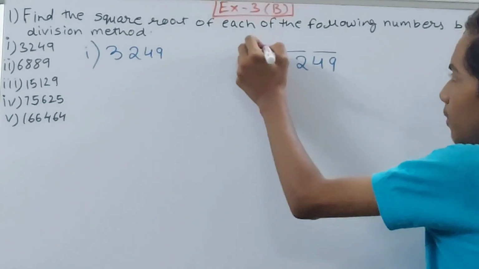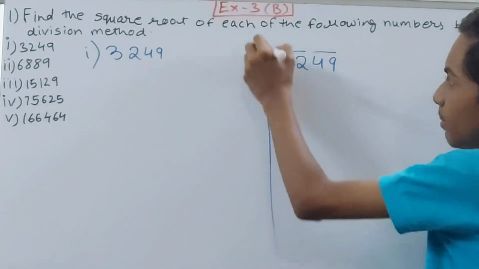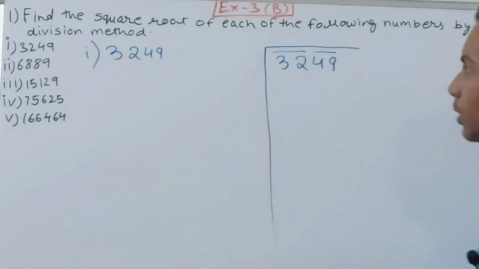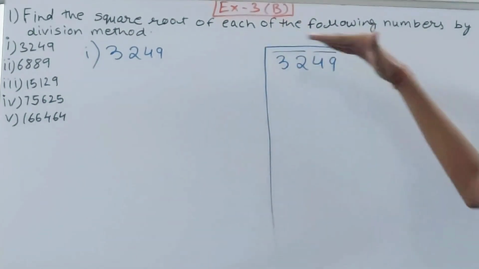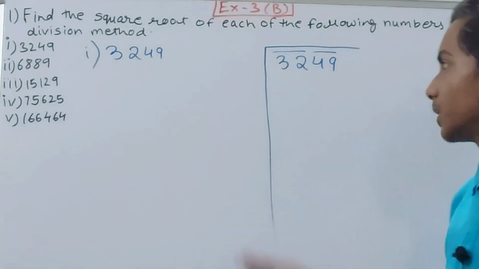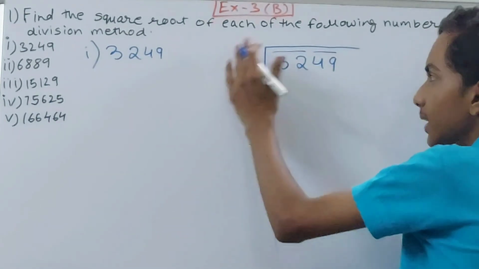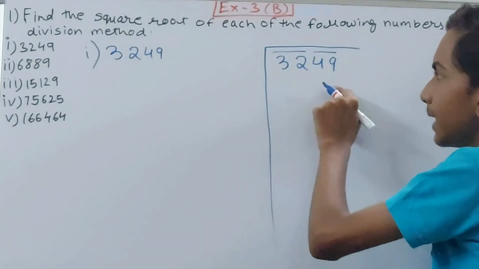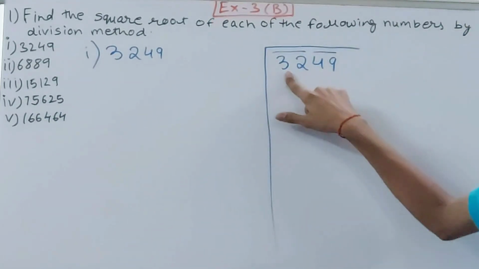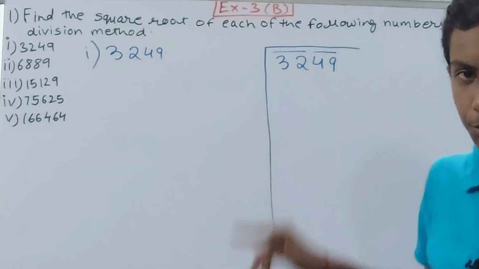Now what we will be doing is we'll make something like this. Make two lines, one which is going down and then one which is just above it. Connect them, and on this side we will write something that will be our number. See what we will do. Don't go on this entire number, just start with the first pair, that is 32.